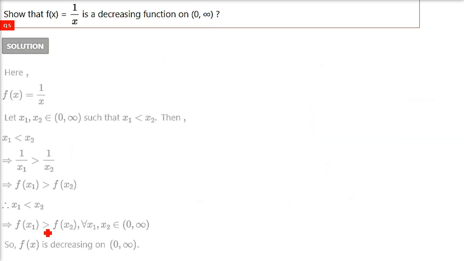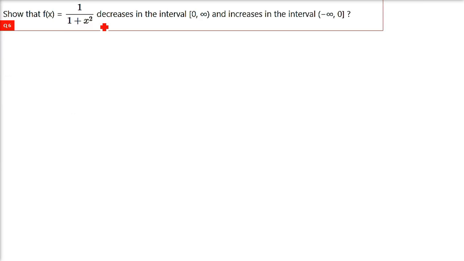So how are you going to go about it? How are you going to write it? This is how you are going to write in your exam or in your classwork. Please note it. Show that f(x) is equal to 1 by x square decreases in the interval 0 to infinity and increases in the interval negative infinity to 0. So there is one more question coming like this. So please understand it very carefully because I am going to give you all the explanation you need.